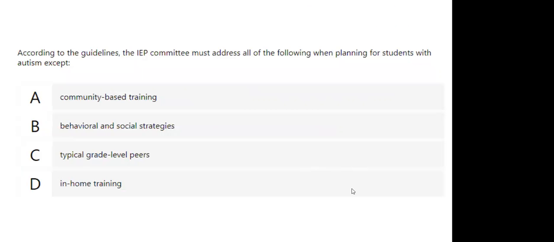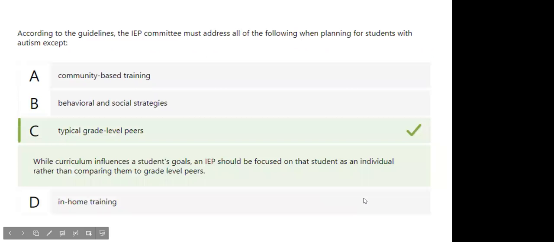All right, according to the guidelines, the IEP committee must address all of the following when planning for students with autism, except... According to guidelines, the IEP committee must address all of these except for one they don't have to address for students with autism. Let's see what that answer was. C, typical grade level peers.